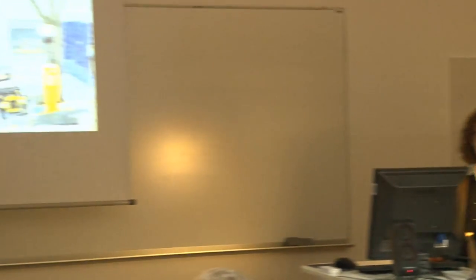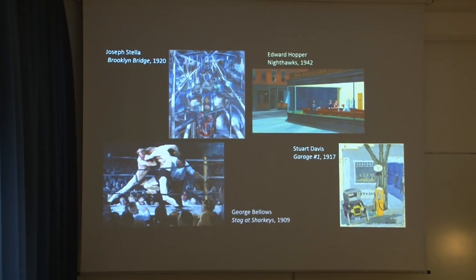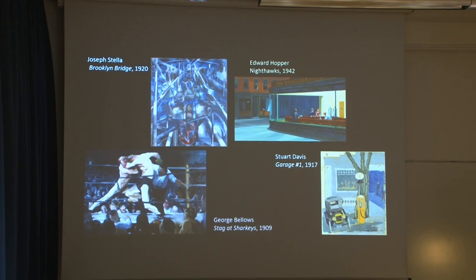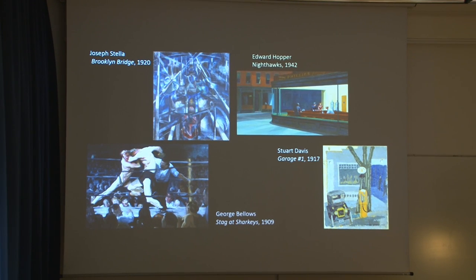Having legitimized himself as a world-class artist at the Paris Salon, Henry returned to America, to New York, and in 1900 he began teaching at the New School of Art in 1902. His students included the pioneer American artists Joseph Stella, Edward Hopper, George Bellows, and Stuart Davis.